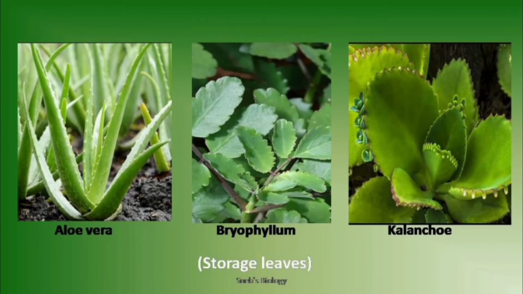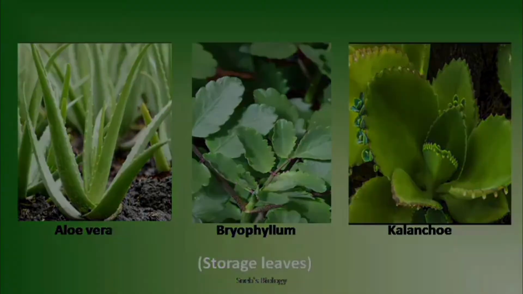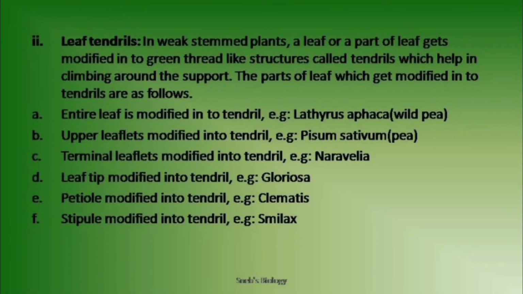The leaf of aloe is very thick and fleshy, so they store water, they store food material, plus they are green, so they are going to perform photosynthesis also. Some of the plants may also help in vegetative propagation. For example, in the case of Bryophyllum kalanchoe, the leaves also have buds, so these buds give rise to other plants. Second modification is that the leaf may get modified into tendrils, so we call them leaf tendrils. Now, which part of the leaf is getting modified into tendril? That will give us subtypes.